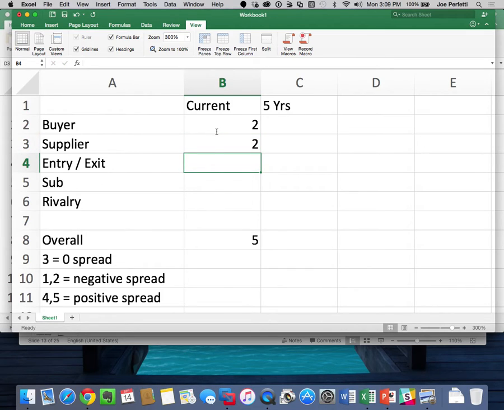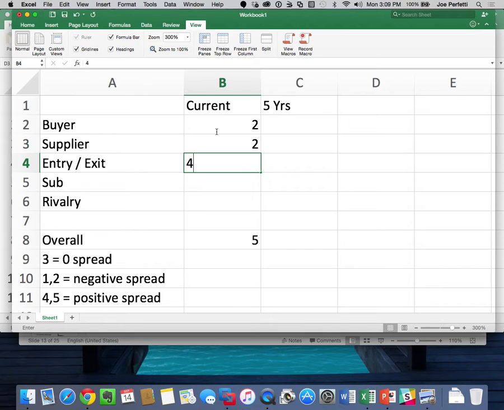Entry and exit. Is it easy to open up fast food chains? 5 Guys, etc. Is it easy to open up your chain? Does it help the industry? Are there barriers to entry? Yeah. So score that one. 4. Helps the industry, but not a whole lot because you can still open up a chain.